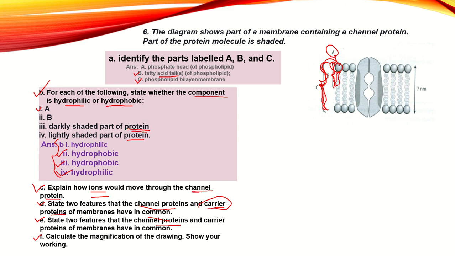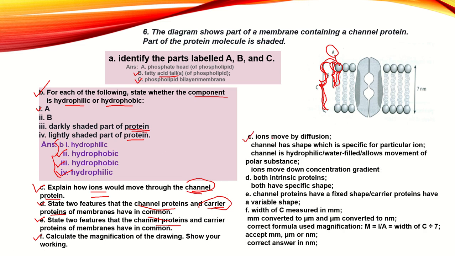And how about the channel protein? What do you think? This is a carrier protein, you know that, but how about the channel protein? A channel protein is also a membrane protein, of fixed shape, which has a water-filled pore through which selected hydrophilic ions or molecules can pass. See, facilitated diffusion, that is the channel protein. So I will give you the answer, guys.